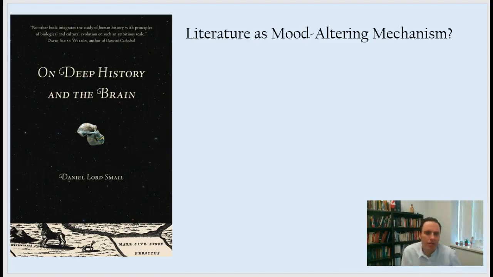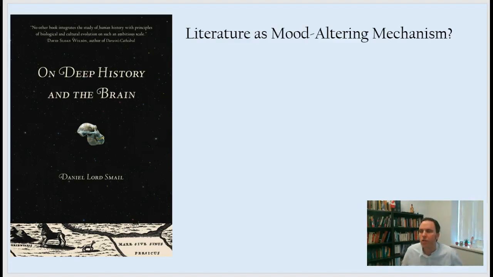And he writes this interesting book called On Deep History and the Brain. It's not too long and not too dense to me. Maybe it'll be a reach for some of you. Some of you might find it interesting. But one of the things that he talks about is literature as a mood-altering mechanism.